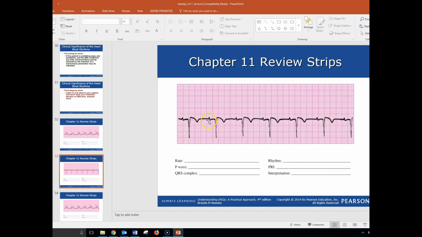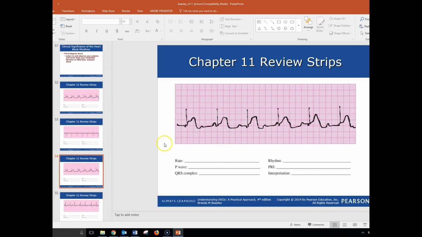Okay, looking at our second strip. So our rate, we're looking at 150, 100, 75, around 65 is our rate. Our rhythm, ventricularly, is very regular. Atrially, it looks to be regular as well. And we look at our PR interval. P waves are upright. Look at our PR interval. It looks lengthened. So let's go with a first degree block.